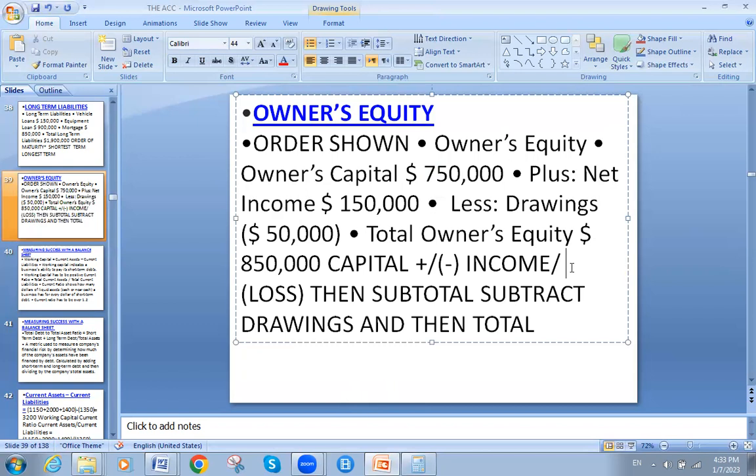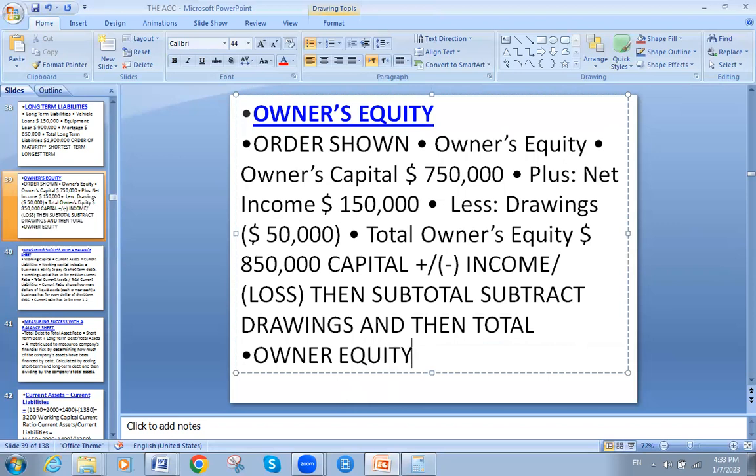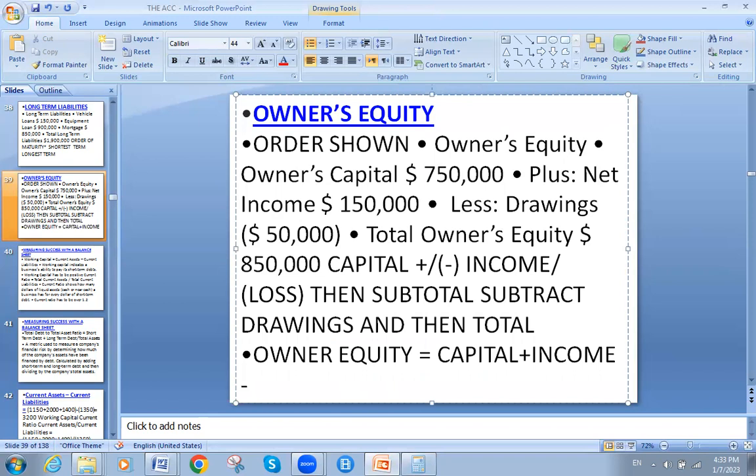So if I get the solution, I will say owner's equity. Let me do another slide. Owner's equity will equal, here we go, owner's equity will equal capital, starting capital, plus income, minus drawings. That will give me the whole equilibrium.